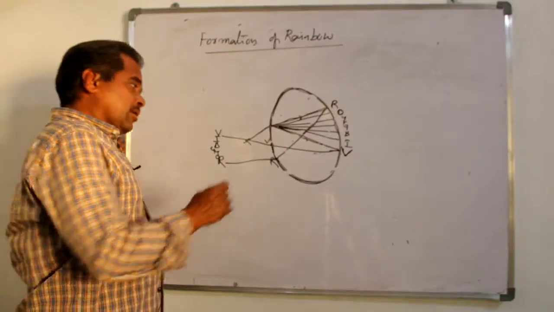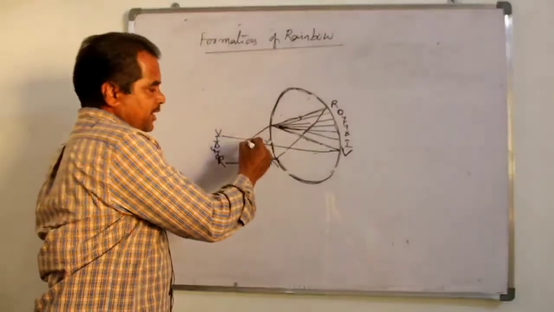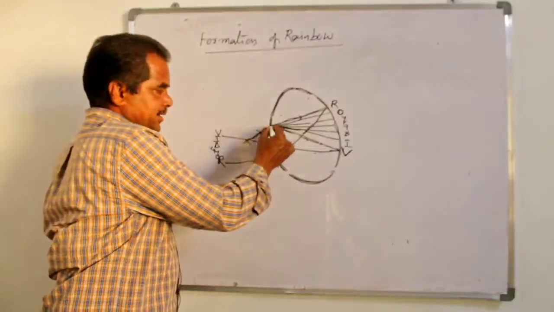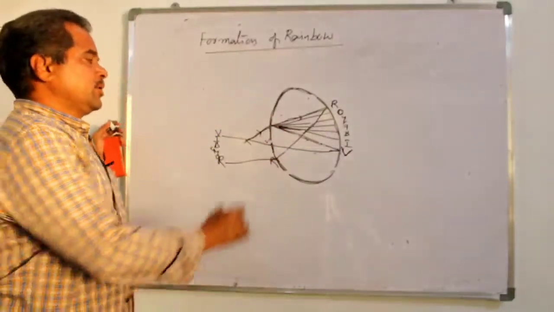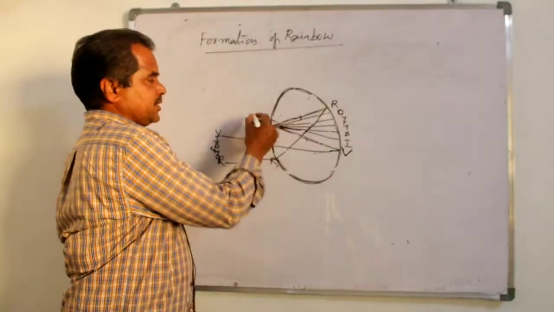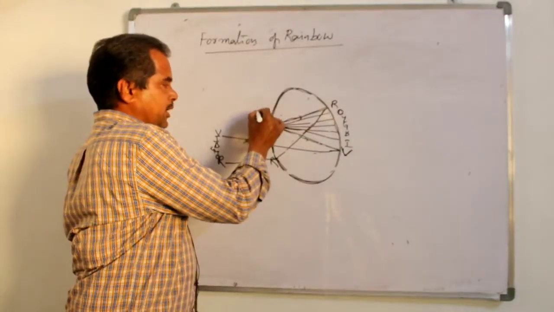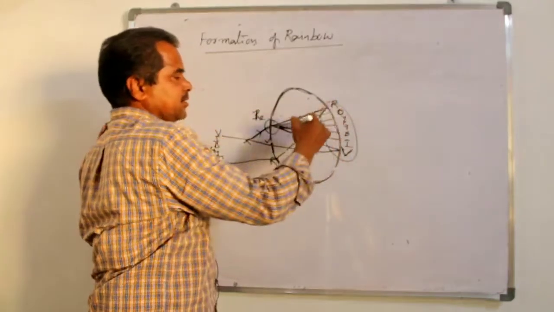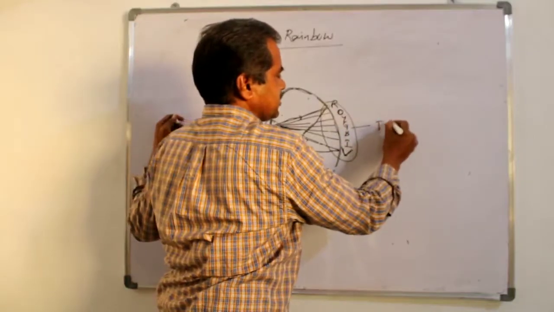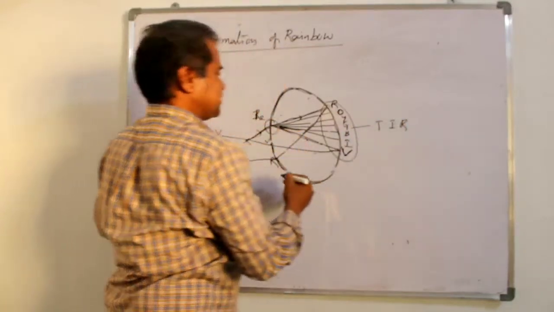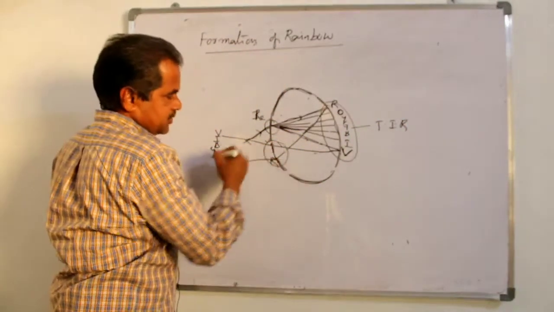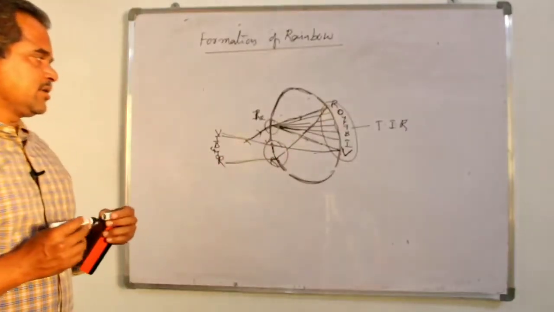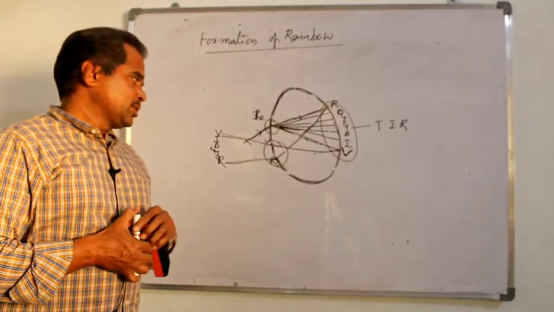So, for the rainbow, when one white colored wave enters into the raindrop at the first curved surface, it gets one refraction. Again, at the second curved surface, it gets total internal reflection. Again, at the first curved surface, it gets a second refraction. In this manner, a rainbow is formed.